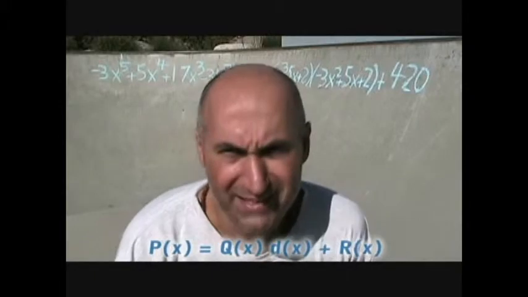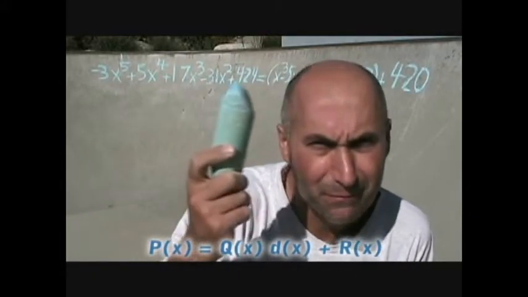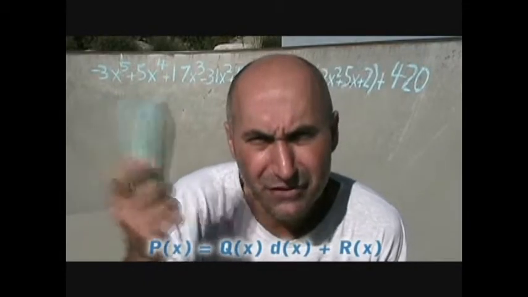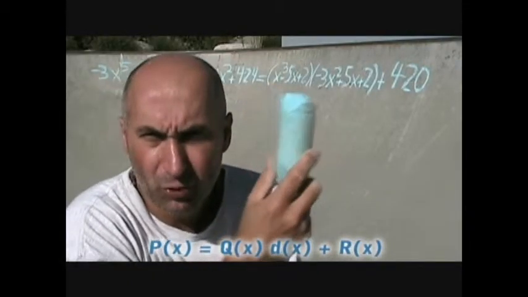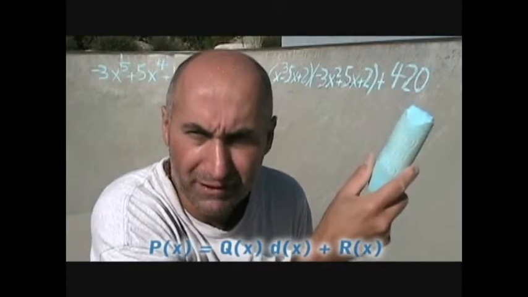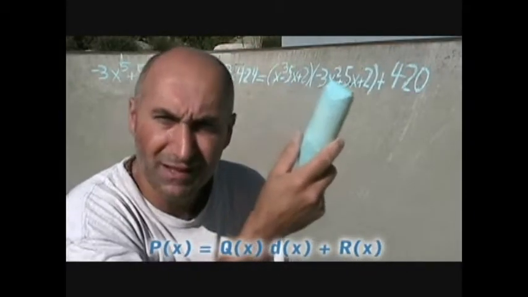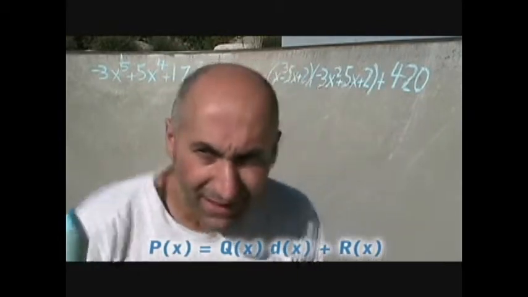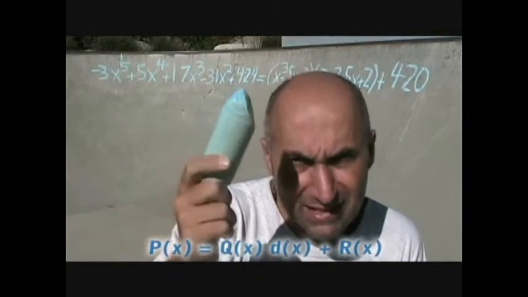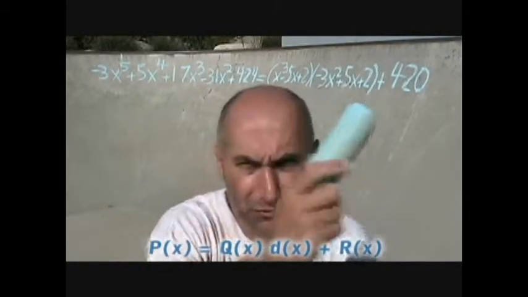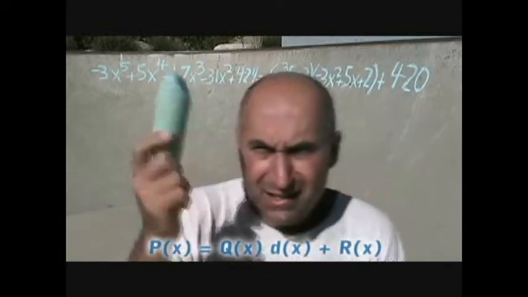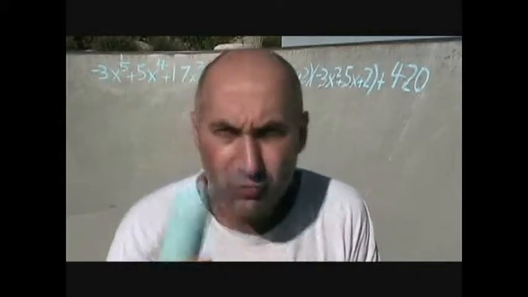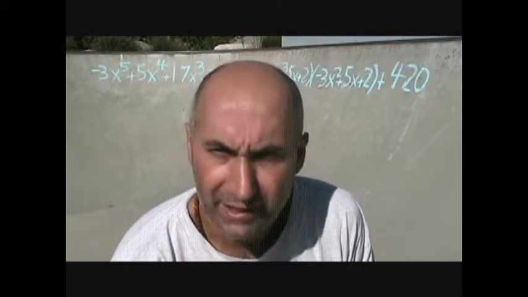So our division statement is our big polynomial, right? Our p of x, what we're calling p of x in division statement, is equal to the quotient times the divisor plus the remainder, right? P of x is equal to q of x times d of x plus r of x, right? Now, what does this mean? It means this polynomial is equal to this polynomial times this polynomial plus 420. This function is equal to this function times this function plus this function. Graphically, this is what it would look like.